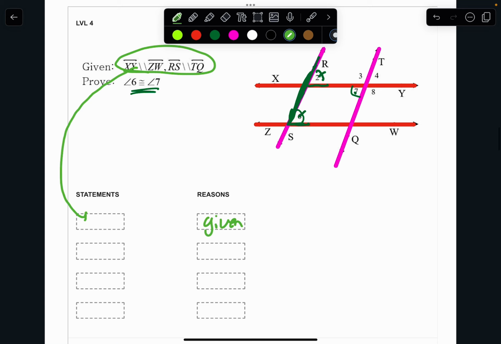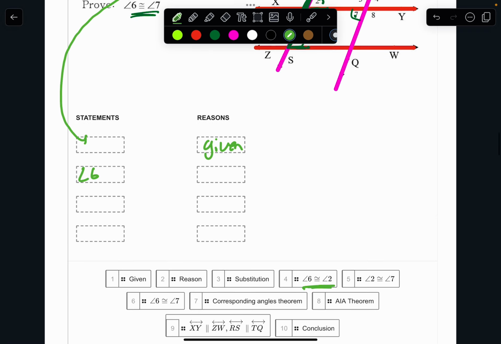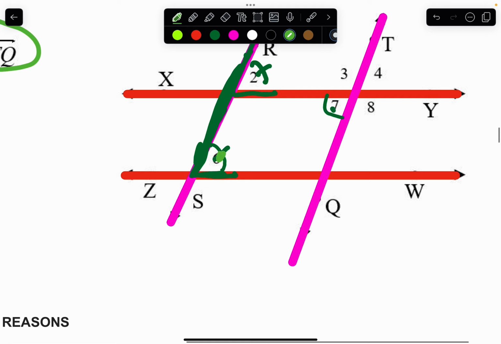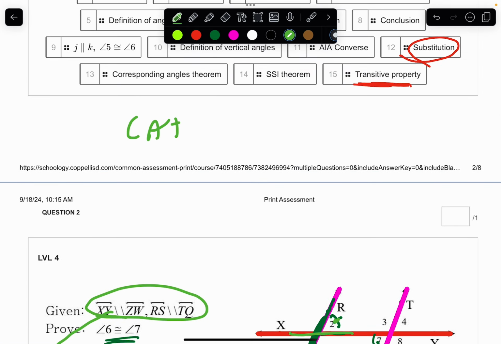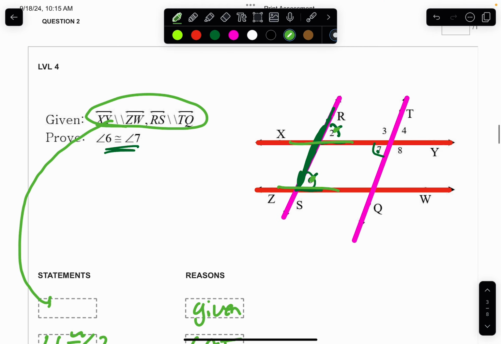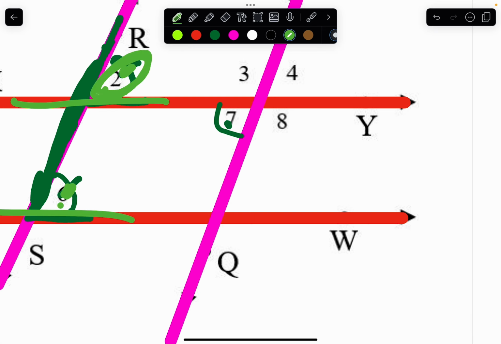Then we know that angle 6, let's make sure it's an option. Yep, here we go. Angle 6 is congruent to angle 2. That is the corresponding angle theorem. Those are corresponding angles, and they use parallel lines. Remember what we said: the corresponding angle theorem is, if lines are parallel, then corresponding angles are equal/congruent. And then we can connect 2 to 7, right? So we're at 2 now. We started at 6. We're able to go to 2 by corresponding angles.